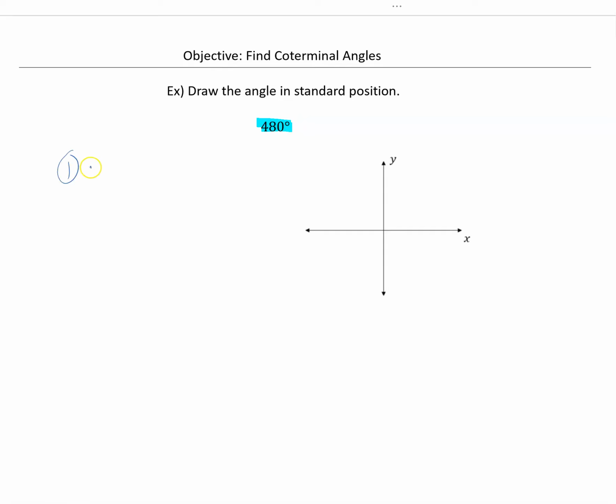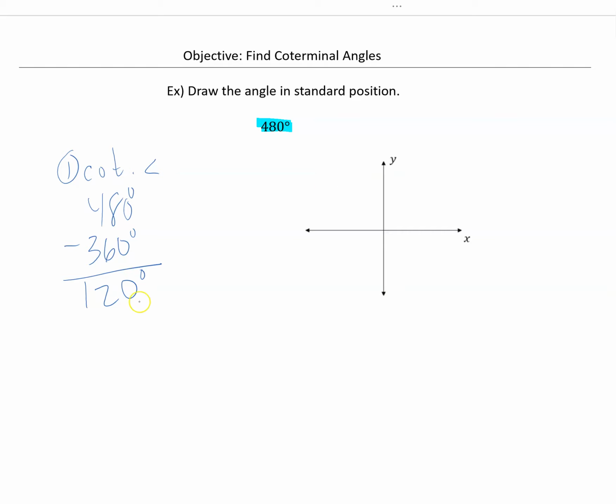So the first thing I'm going to do is find the coterminal angle. So I have my 480 degrees minus 360 degrees, and that gives me 120 degrees. So 480 and 120 are coterminal with each other. 120 is a multiple of 30, so we talked about the strategy of dividing quadrants into 3 equal pieces, which would represent 30 degrees each, since a quadrant is 90 degrees.